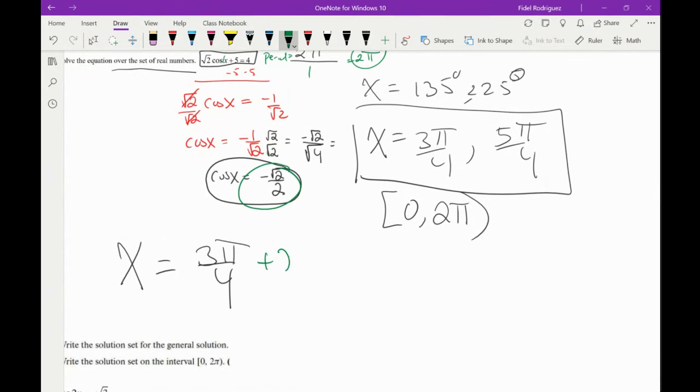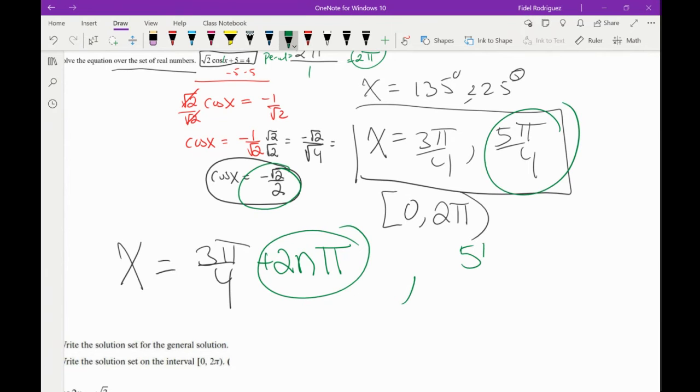So what we say now is we're going to add a multiple of 2 pi. Meaning, if I'm here at 3 pi over 4, which is actually over here because we're negative, right? If I go around and I keep going around, it's still going to be hitting that negative square root of 2 over 2 multiple times. Same thing is going to happen with the 5 pi over 4.